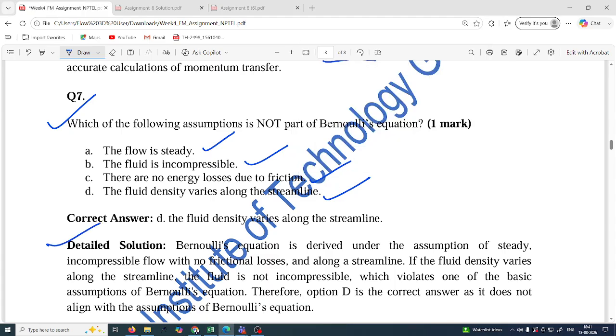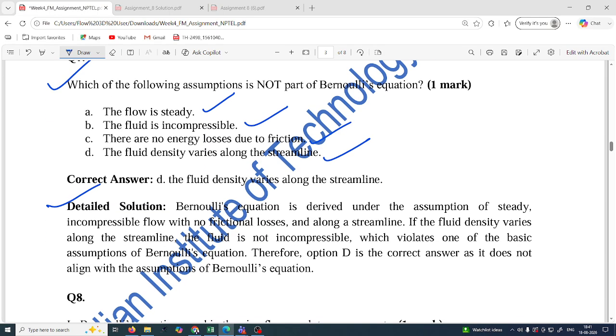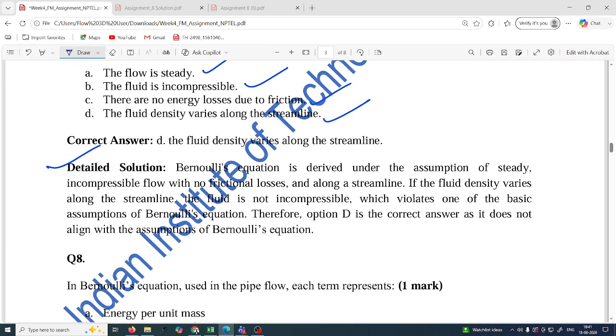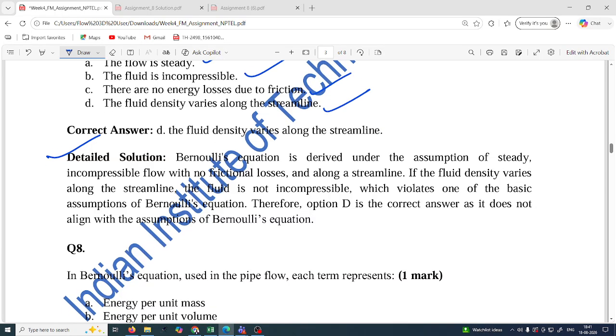The Bernoulli equation is derived under the assumption of steady incompressible flow with no friction loss and along a streamline. If the fluid density varies along a streamline, the fluid is not incompressible, which violates one of the basic assumptions of the Bernoulli equation. Therefore, option D is correct, because this is not your assumption of the Bernoulli equation. Let me go to the next question.